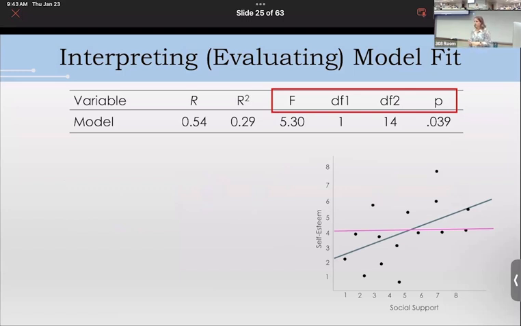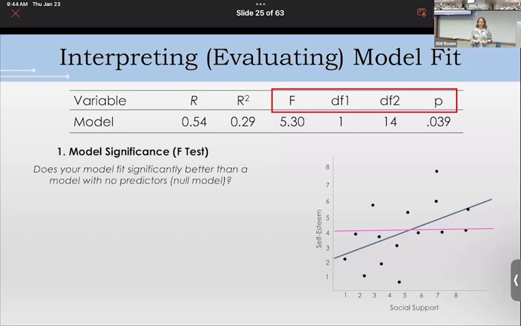The first is you're gonna see a null hypothesis significance test. How do you know? Because you see a test statistic, the F, you see degrees of freedom, and you see a p-value. They all go together. I put one box around all of them. They're all part of one thing. This is the model significance test. It follows an F distribution. It's asking whether your model fits significantly better than a model with no predictors.